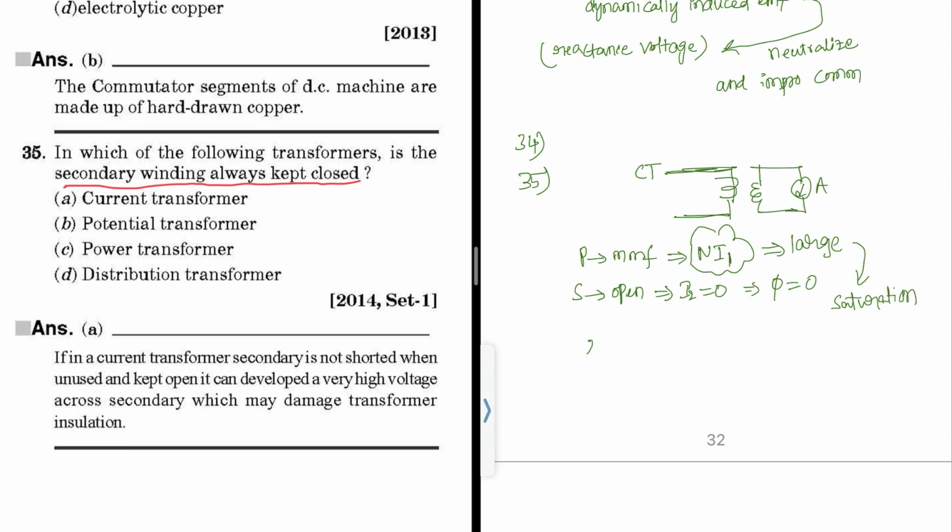And the second reason: this large flux links with the secondary winding, so an EMF will be induced. This EMF will be large because of the large flux, and this EMF will damage the insulation of the secondary. Because of these reasons, we should never open the secondary of the CT. So the answer will be the current transformer.